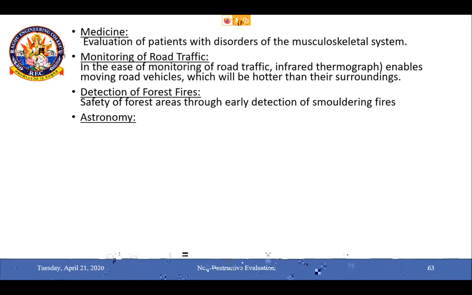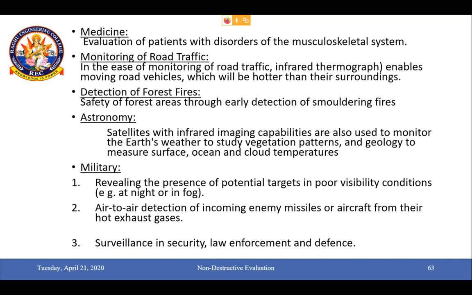In the next class, which will be the last class for this unit, I suppose, we are going to start off with heat sensitive paints.